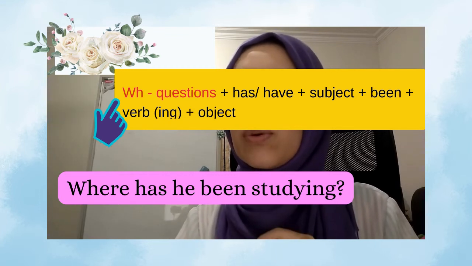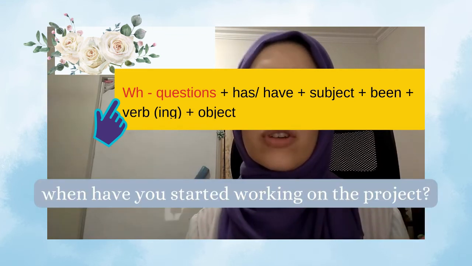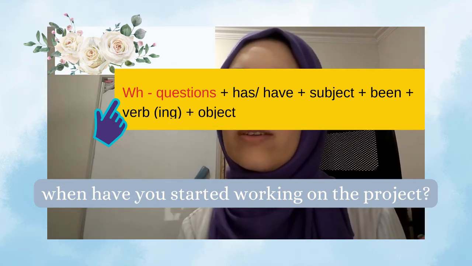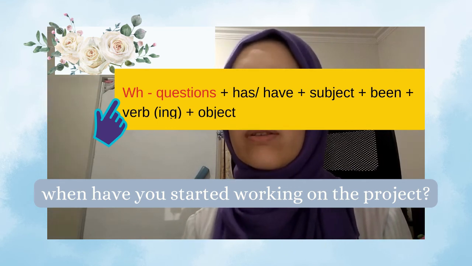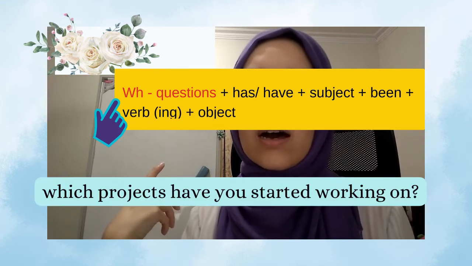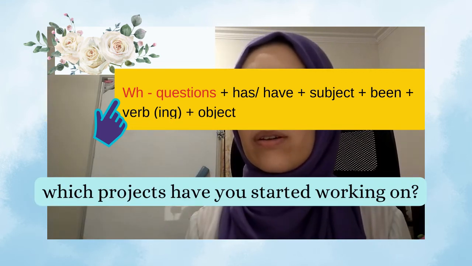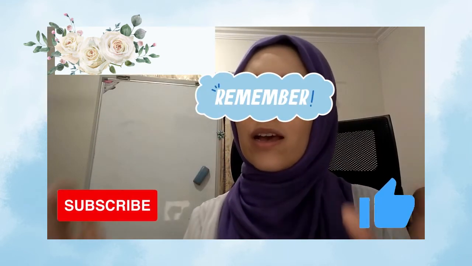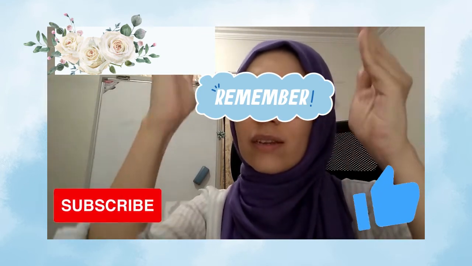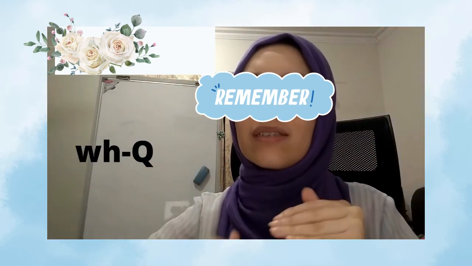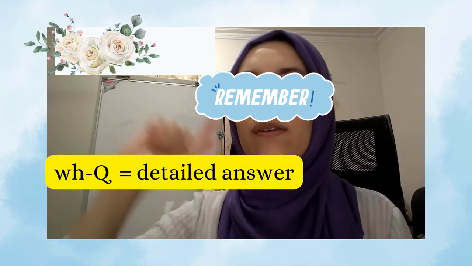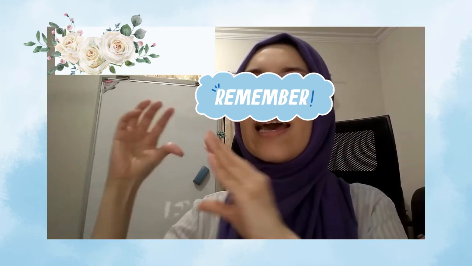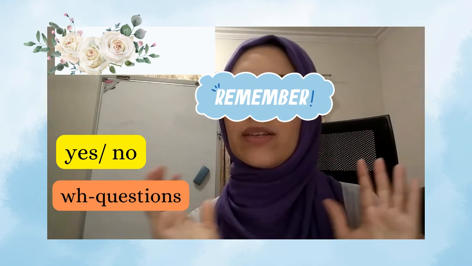The same thing if you want to ask about how you are working on a project, all right? And then someone comes and asks more details about the project. So they will say, when have you started working on the project? Maybe, which project have you started working on? Why have you started working on this project? For how long? Things like that. So in this case, if you start the question with WH, that means you are expecting a detailed answer from the listener. So this is how we can construct questions using yes or no or WH.